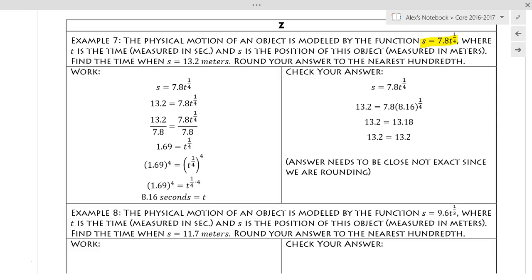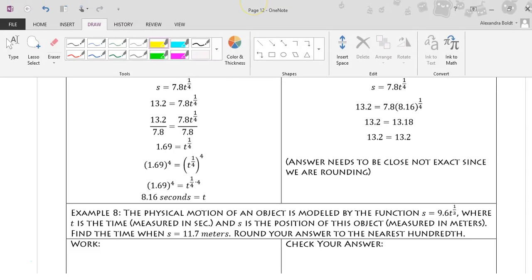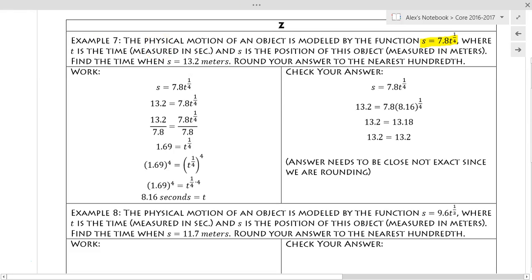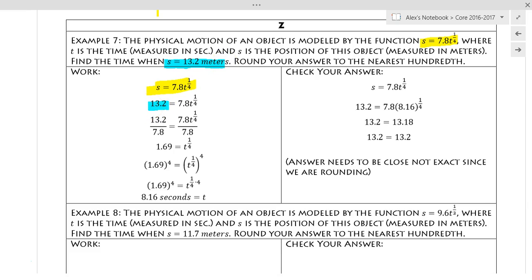So I want to know the time when this distance is 13.2 meters. Round your answer to the nearest hundredth. Okay? So here I just start with the function that it gave me, and then I have this distance, s, so I'm going to plug that in. So I have 13.2 equals 7.8 t to the 1/4.